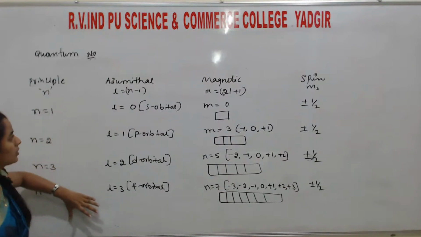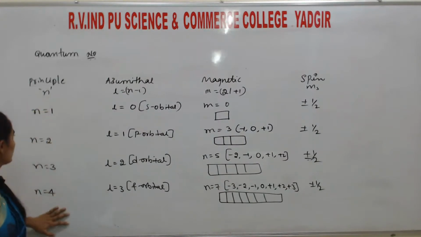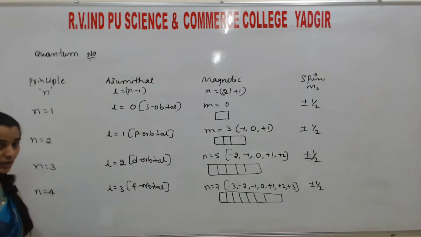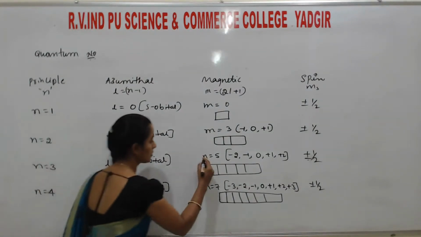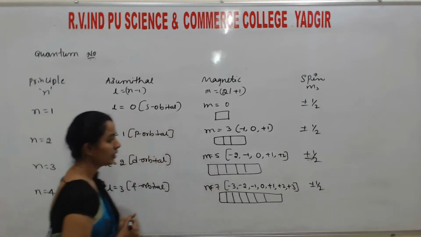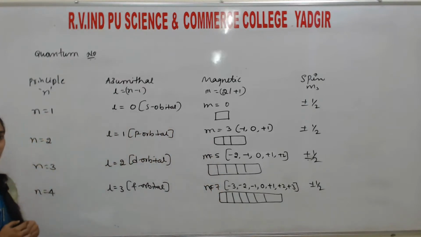The quantum number n is represented by 1, 2, 3, 4 and continues, but l ends here, m ends there, and the spin also ends here. Write down this chart and practice. I hope you understood the quantum numbers. In tomorrow's class, I will explain the same thing with the electronic configuration, then you will easily understand the quantum numbers. Thank you.